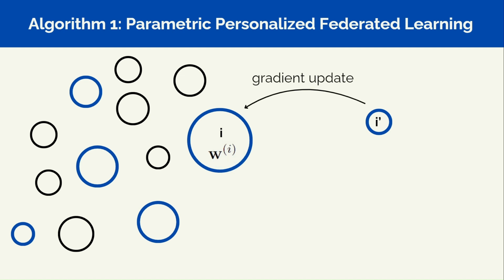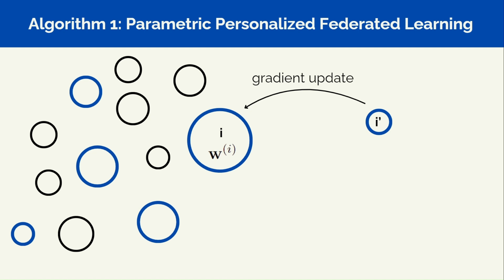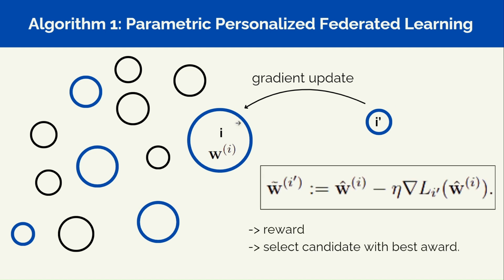to client I prime. And then the parameter will learn from the whole new dataset and improve itself using gradient update or gradient descent. After learning, client I gets the parameter back and computes the reward from this new W, as mentioned, by using validation loss. After all, the one with the largest reward will be selected and update the model for client I.